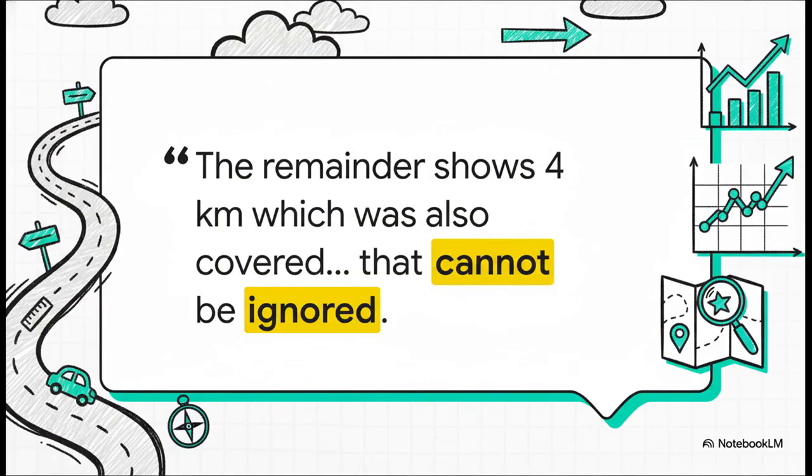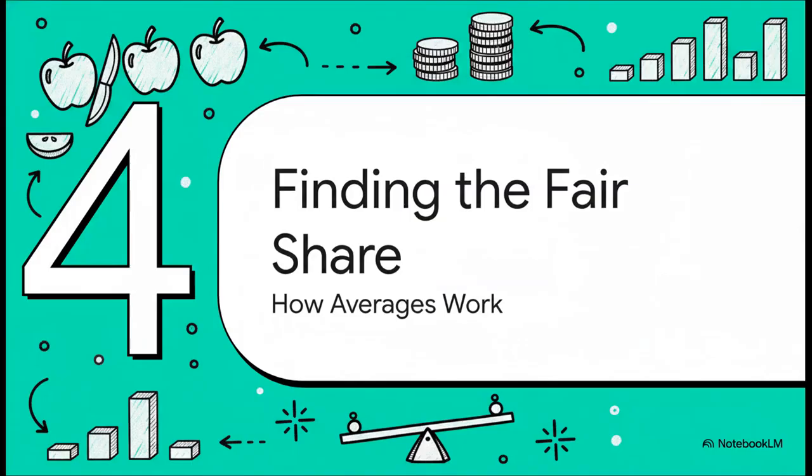And here is the crucial point. That leftover bit, that remainder, it's not just some mathematical oopsie. It's actual, real-world information. In this case, it represents 4 kilometers of his journey. If you just ignore it, you're not telling the whole story. That remainder matters. You know, this whole idea of dividing things up into equal parts leads us perfectly into our next topic, averages. What does it actually mean to find the average of something?